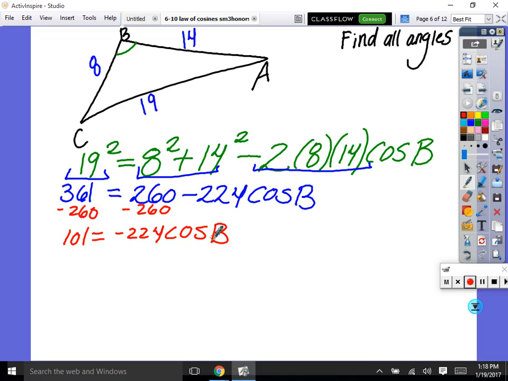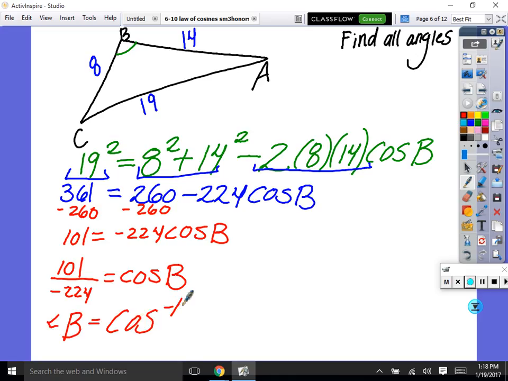Our next step is to divide both sides by negative 224. 101 divided by negative 224 equals cosine of angle B. Now to get angle B alone, we would take the inverse. So angle B will be equal to cosine inverse of 101 divided by negative 224. Type it in. So did I. 116.8 degrees. Okay, questions on that?